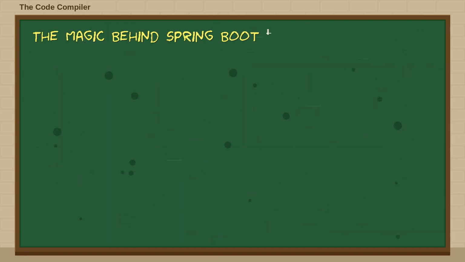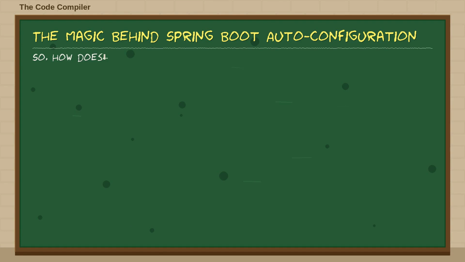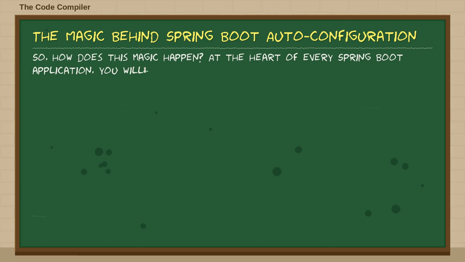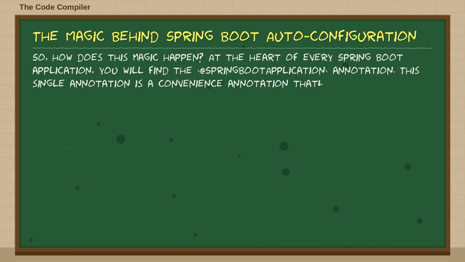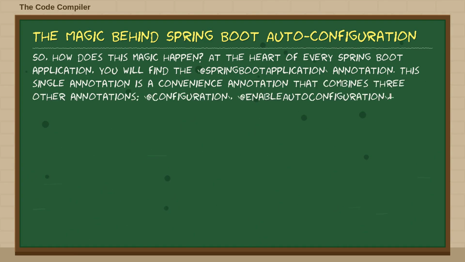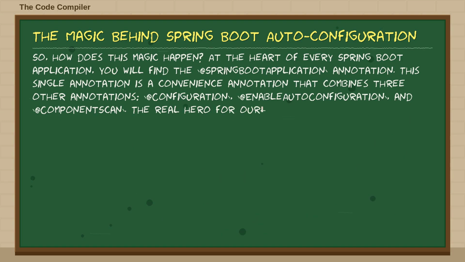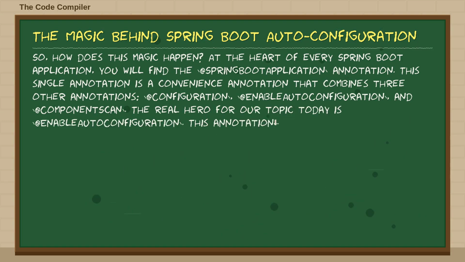So, how does this magic happen? At the heart of every Spring Boot application, you will find the @SpringBootApplication annotation. This single annotation is a convenience annotation that combines three other annotations: @Configuration, @EnableAutoConfiguration, and @ComponentScan. The real hero for our topic today is @EnableAutoConfiguration. This annotation is the gateway that tells Spring Boot to start looking for auto configuration classes on the class path.